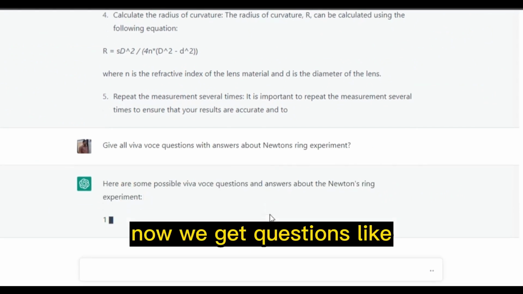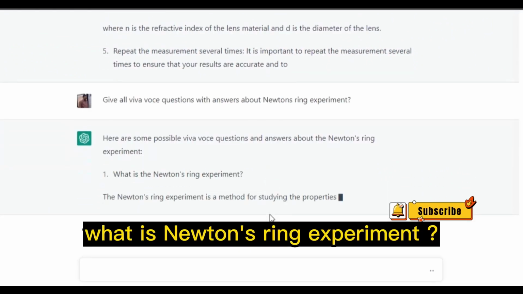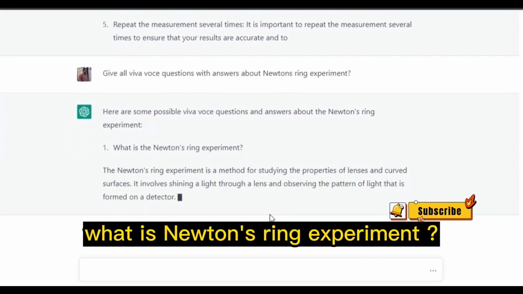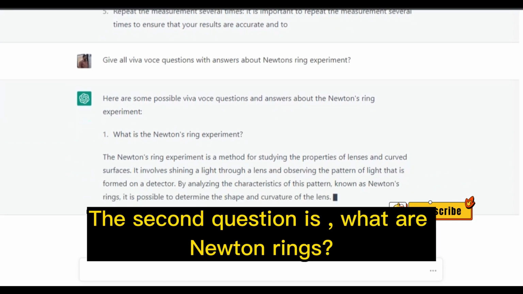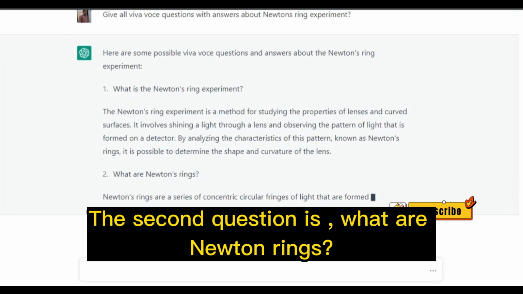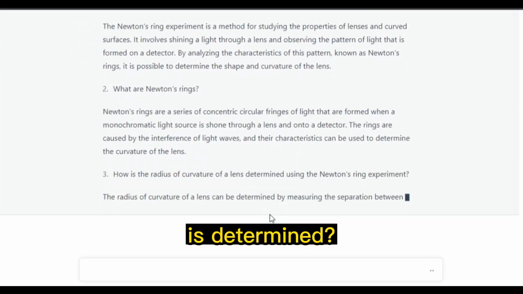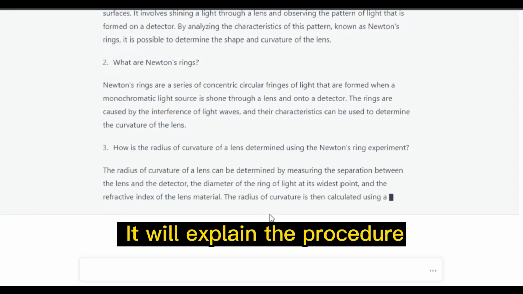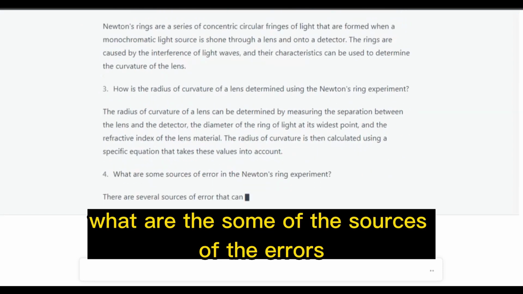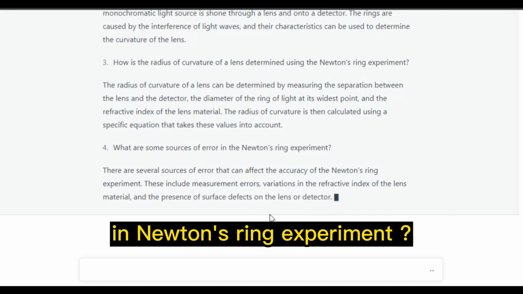Now we get questions like: what is Newton's ring experiment, and related information. The second question is: what are Newton rings? The third one is: how is the radius of curvature of a lens determined? It will explain the procedure. The fourth one: what are some of the sources of errors in Newton's ring experiment?